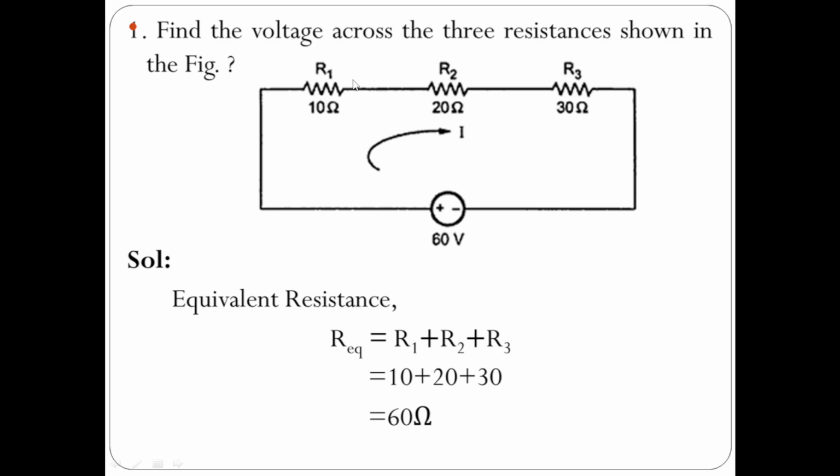Okay, so here these three resistors R1, R2, R3 are connected in series, and across these series connected resistors, a voltage source of 60 volts is connected here.